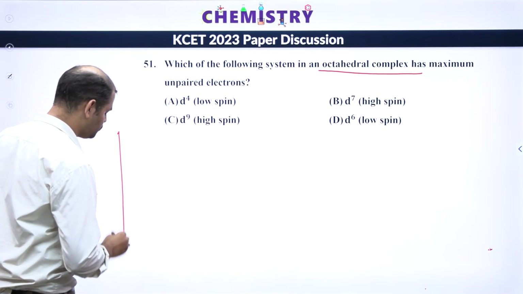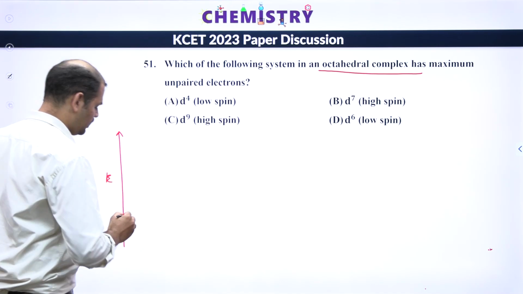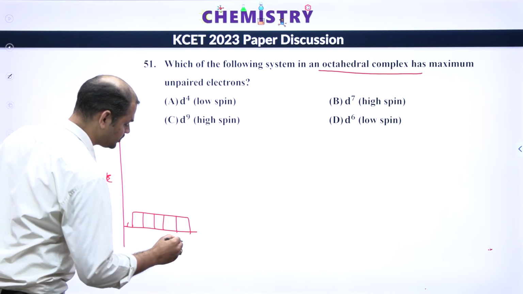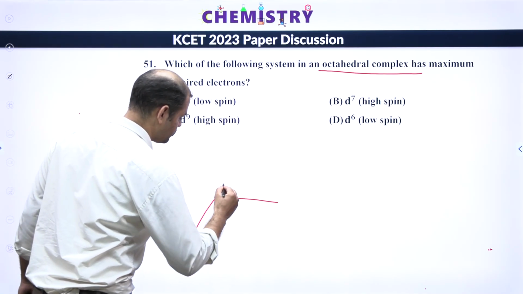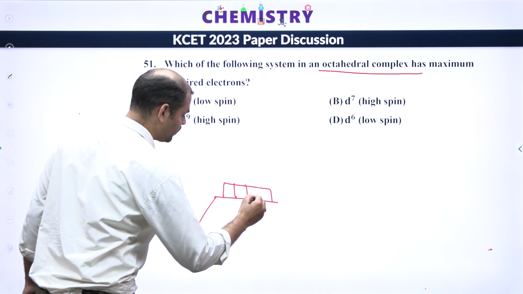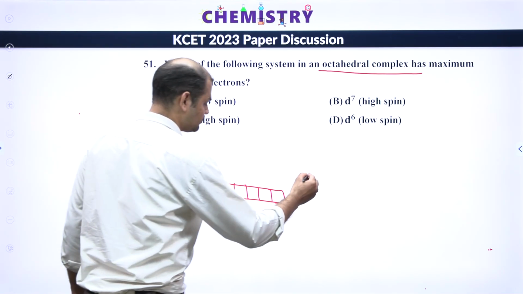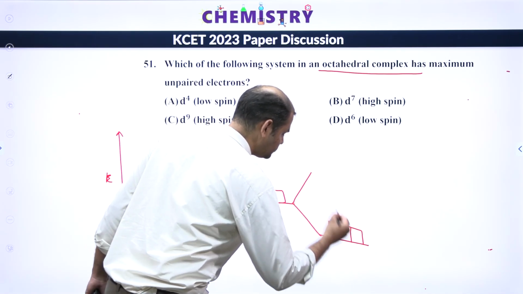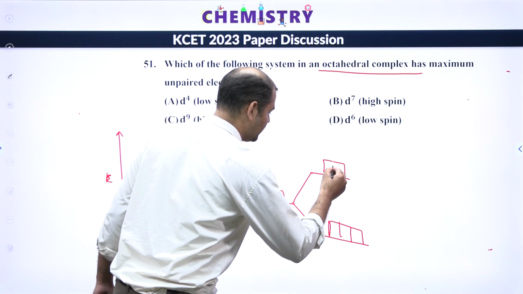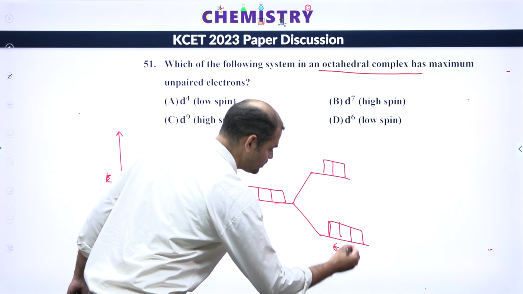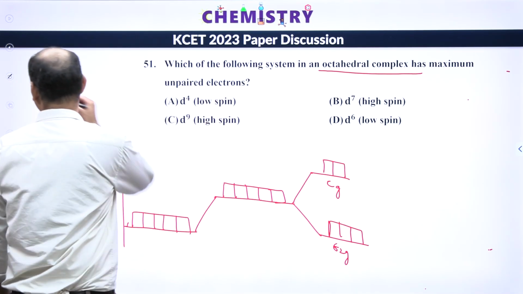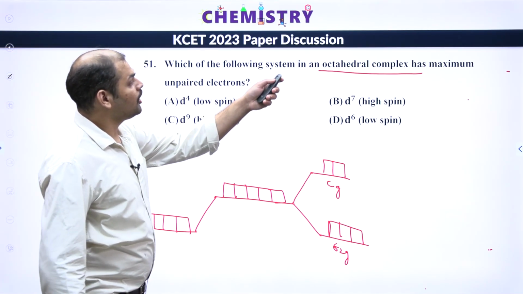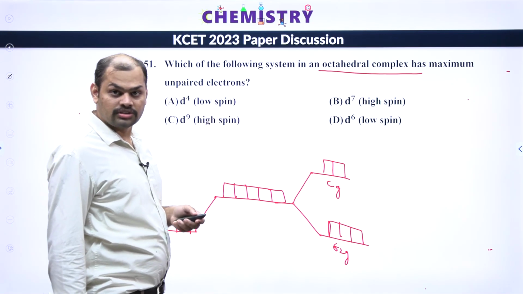For example, if you assume this is the energy, the crystal field splitting in octahedral complexes is going to happen in this manner. Clear? The T2g orbitals will get lower energy, whereas the Eg orbitals will get higher energy. These are the T2g orbitals, whereas these are the Eg orbitals. Let us see the question: which of the following octahedral complexes has maximum unpaired electrons, that is what they are asking.